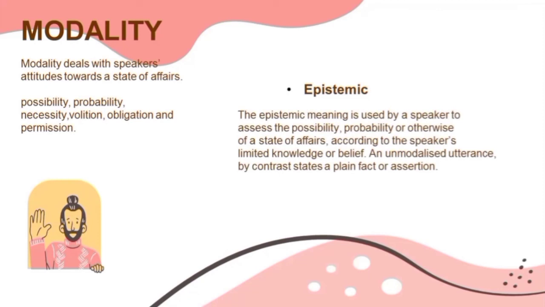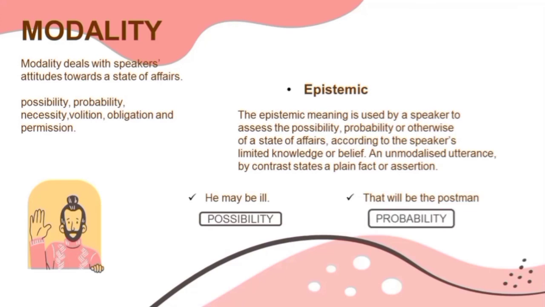The epistemic is based on the Greek word for knowledge. The epistemic meaning is used by a speaker to assess the possibility, probability, or other ways of a state of affairs according to the speaker's limited knowledge or belief. An unmodalized utterance, by contrast, states a plain fact or assertion. For example, he may be ill is a typical example of possibility. The second, that will be the postman, is a typical example of probability.